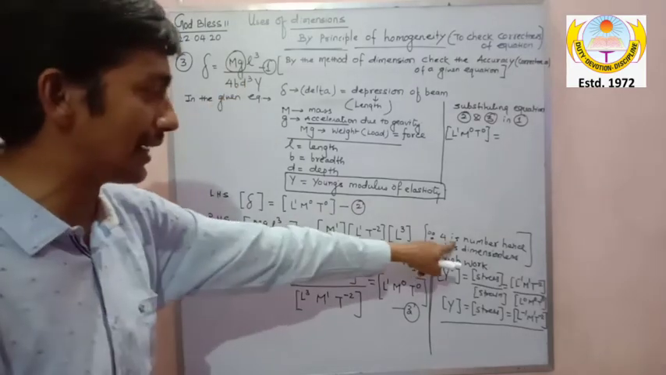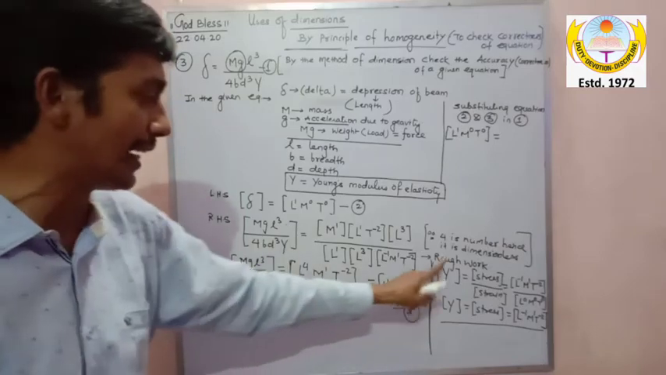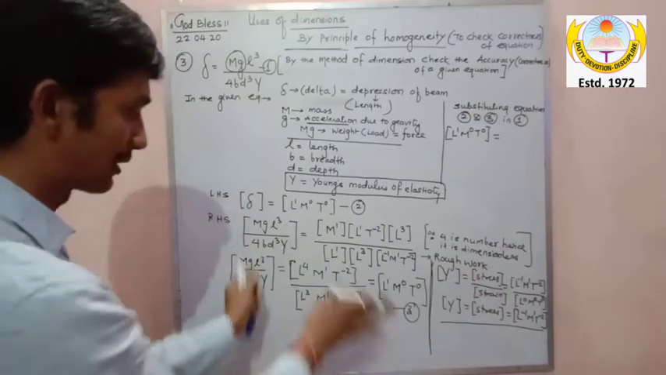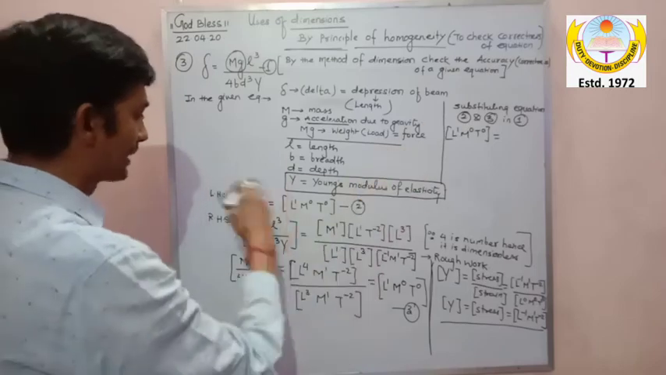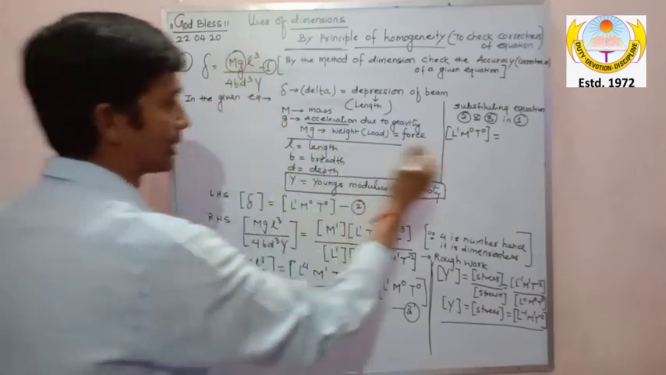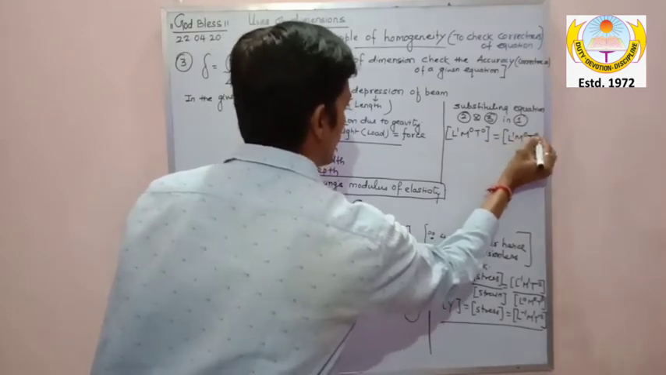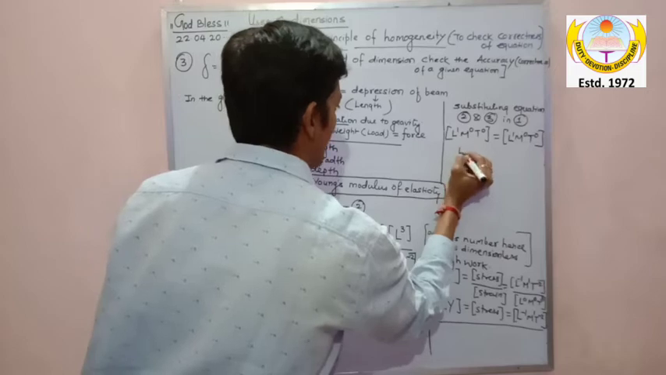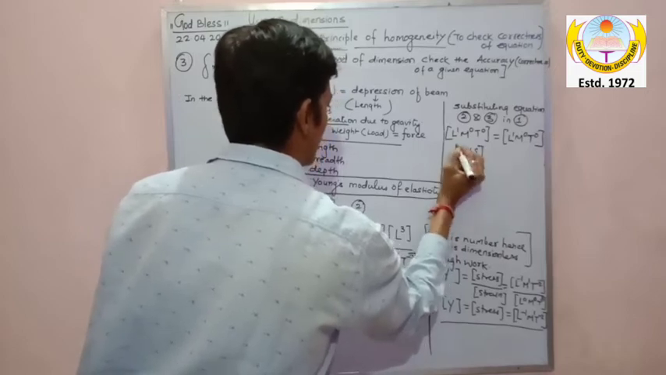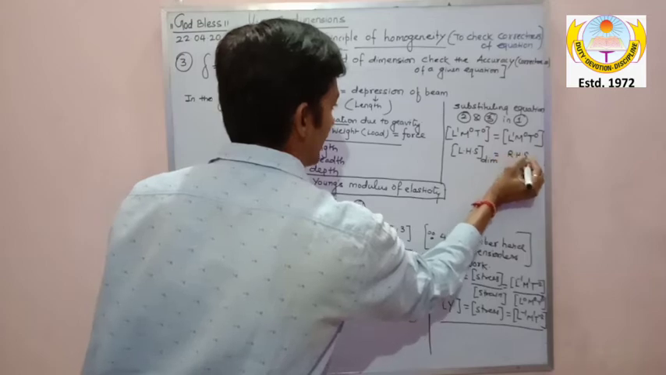The reason I have written 4 is that it is a number, and I have calculated the difficult dimension, Young's modulus, on one side, and the rest all I have calculated. So on the right hand side also, the entire 4 MGLQ divided by 4 BDQY has the same dimension, L1 M0 T0. So now I can say left hand side dimension is equal to right hand side dimension.